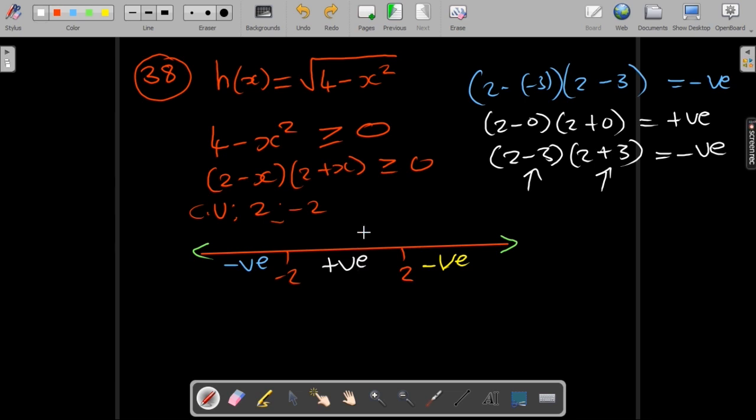And now we have an equal sign there. At minus 2, if you substitute minus 2 into this, you're going to have a 0, which is included in the answer. If you substitute 2, we're also going to have 0.